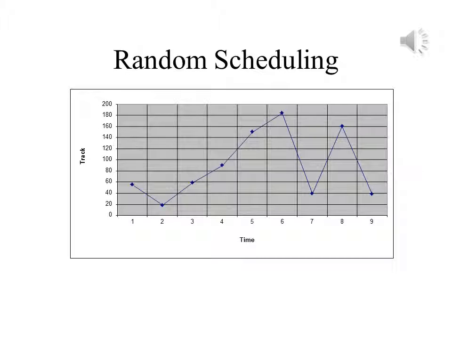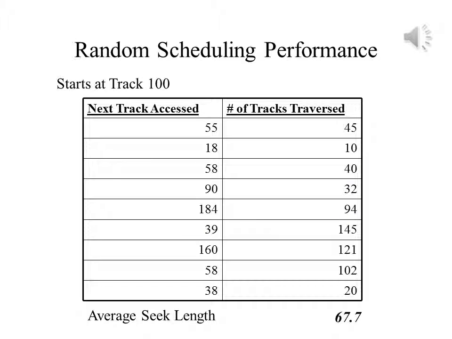No one uses random scheduling. It is used solely as a benchmark to which other scheduling algorithms are compared. It is considered the worst case. We want to see how much of an improvement other algorithms are compared to random scheduling. The random sequence that we obtained included 3 very long seek lengths, all of which are more than 100 tracks. This led to an average seek length of 67.7, which is considerably worse than even first come, first served.